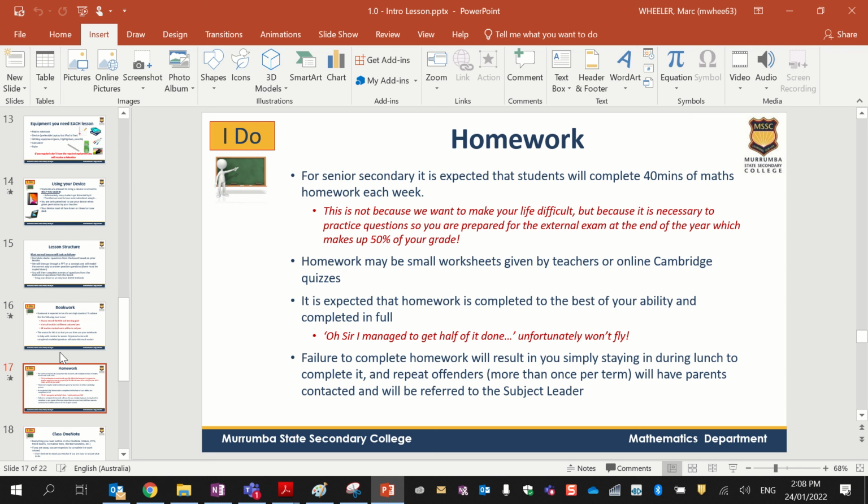We might not give you 40 minutes of homework every single week. Maybe we won't give you homework one week, but that means next week definitely expect it. Okay, so when we give you homework, we expect it to be completed. You'll see the third dot point down there. "Oh, sir, I managed to get half of it done." That doesn't fly. Great, you got half of it done, but you're going to need to complete the other half at lunchtime. Okay, so please make sure it's done. If it's not done, that's fine. Just be expecting to be sitting in at lunchtime finishing it off, okay?